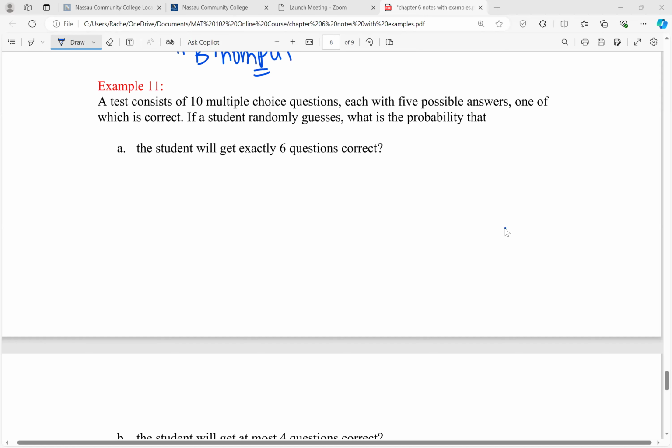Okay, so we're up to the last two examples in chapter 6, example 11 and example 12. And these are just additional examples where we have to calculate binomial probabilities, and we'll practice using the calculator.